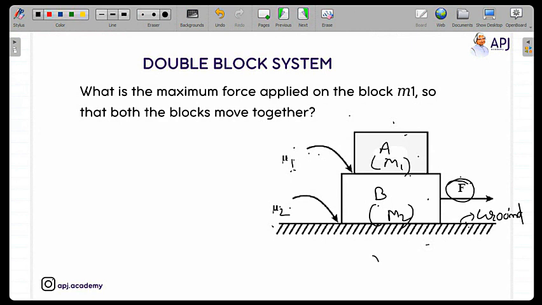So you have to tell what is the maximum force applied on the block M1. Okay, हमने इसमें M1 ऊपर वाले को ले लिया ना, कोई बात नहीं, इसको चेंज करके M2 कर लो. Okay, you can change this to M2 so that both the blocks move together. ठीक है, this you have to calculate. I'll give you a question for this, and let's just calculate with the help of that. एक क्वेश्चन के हिसाब से कैलकुलेट करने का ट्राई करो.